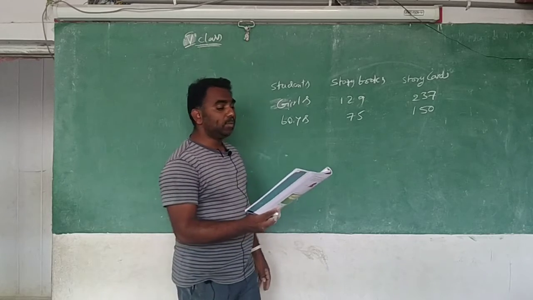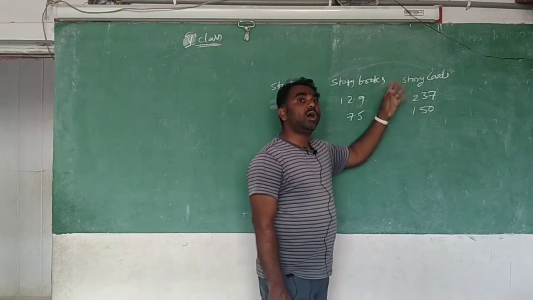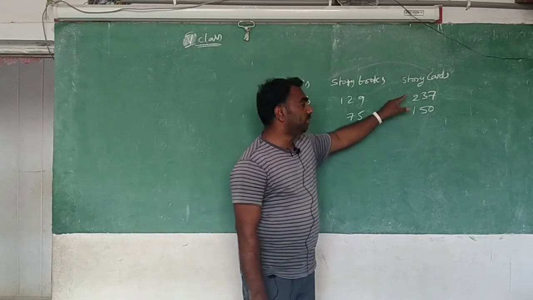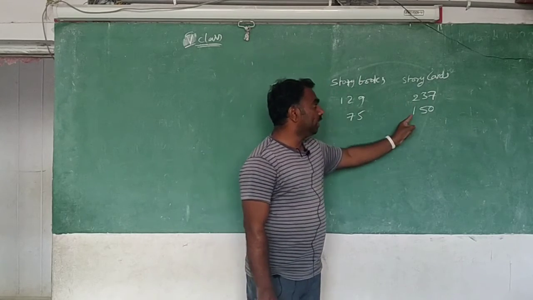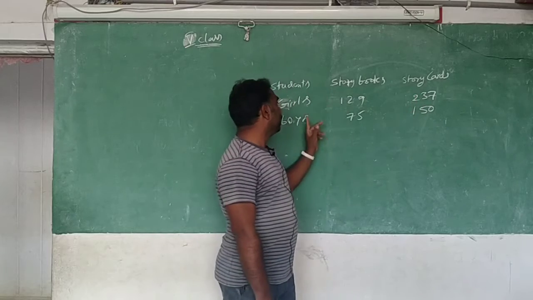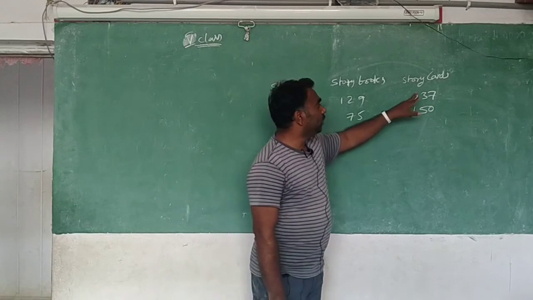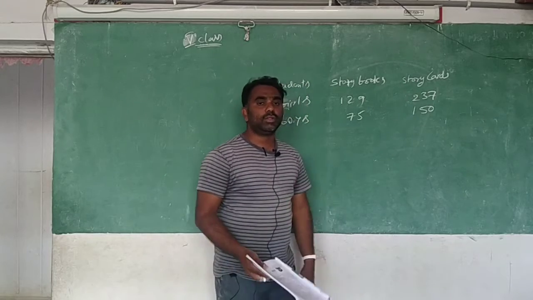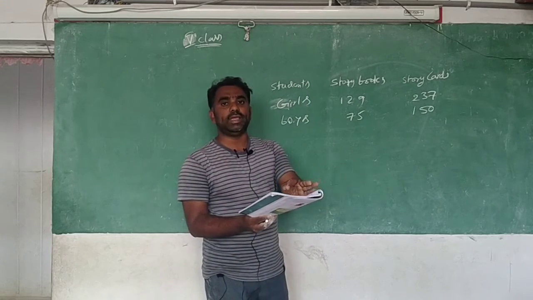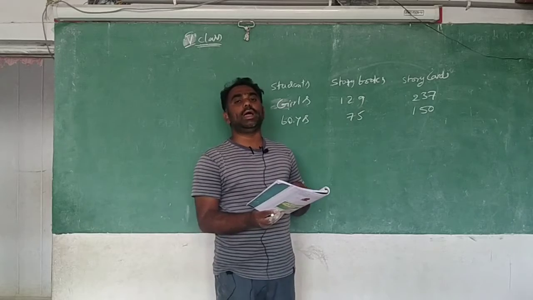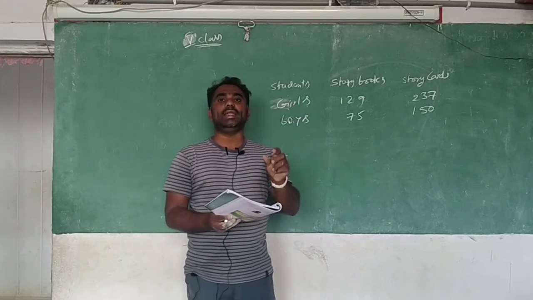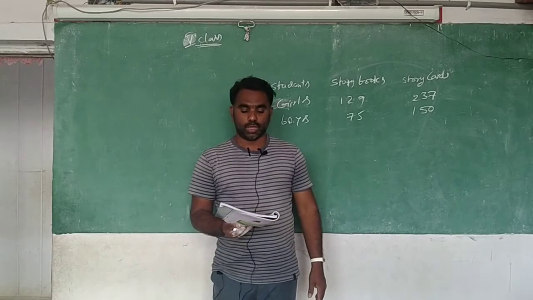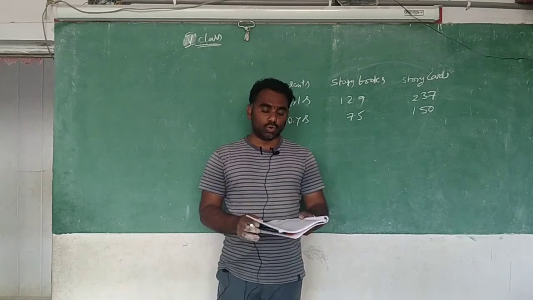Same like that, how many story cards were read by all the students? 237 story cards were read by girls, 150 cards were read by boys. So we need to add both and you will get the answer. So read the question properly. What are the numbers you need to add? Find out carefully, add those numbers and then find the answer here. Okay, that is the work you need to do.